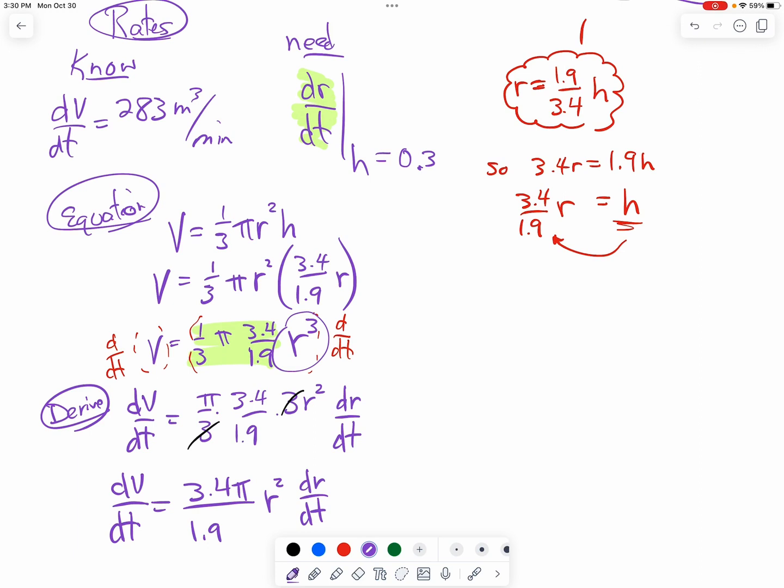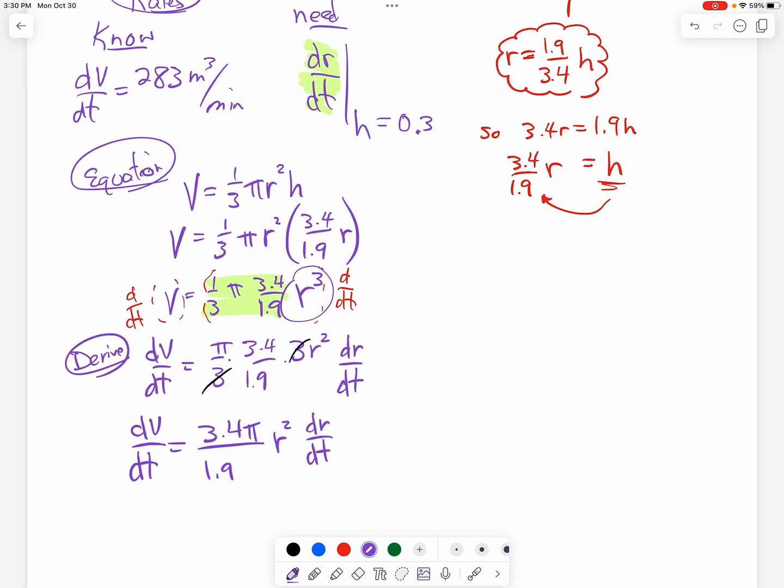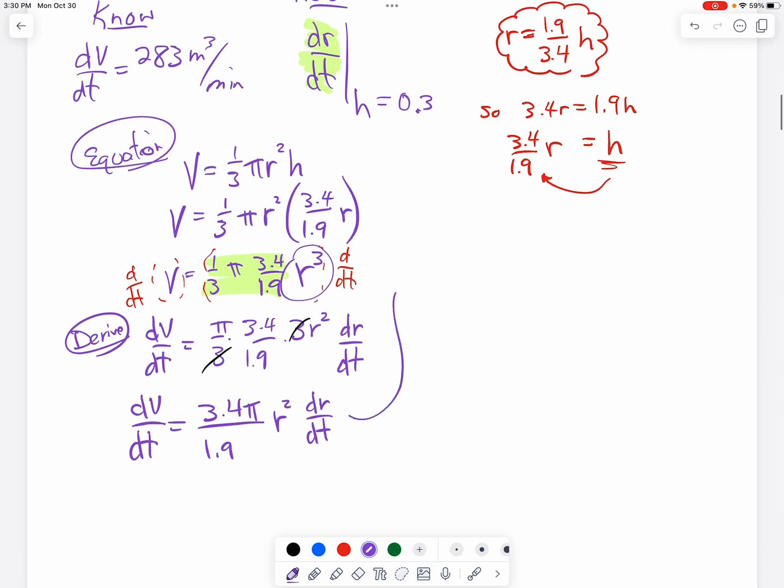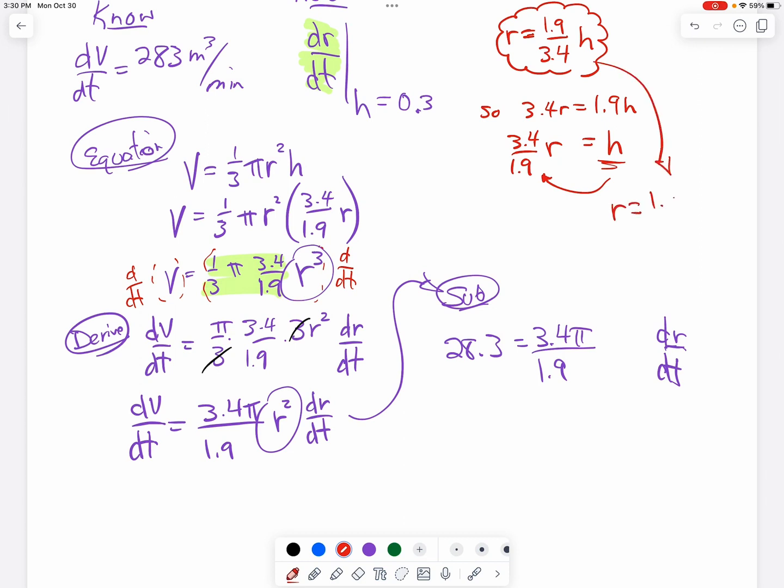There is that certain instant where the height is 0.3, right? That's the certain instant. So now let's get to the substitute stage. And that means I know what dV dt is. That's 28.3, and that's on the right side 3.4 pi over 1.9. And I'm looking for dr dt, but r squared, when the height is 0.3, the radius is 1.9 over 3.4 times 0.3. I can find out that specific radius at that instant. I believe that becomes 0.168.